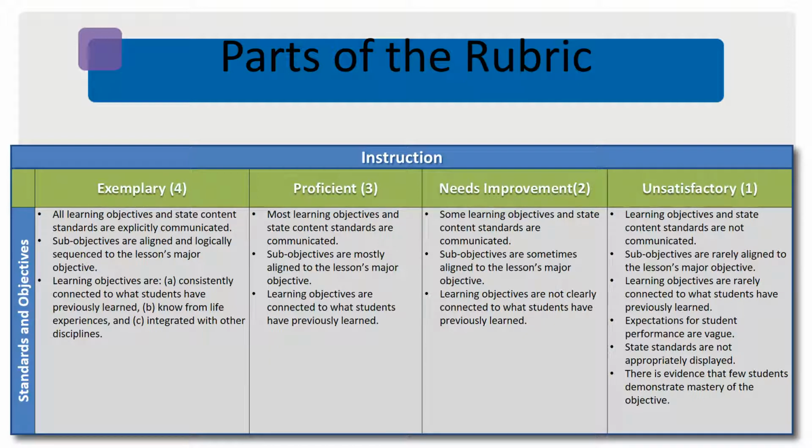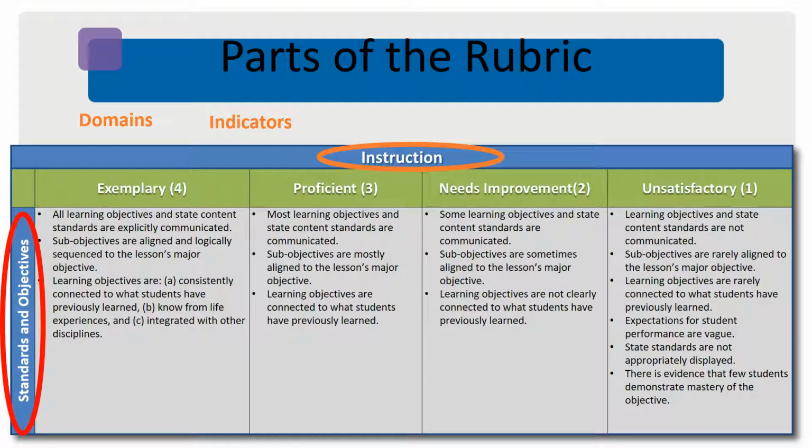The domains are the big buckets. Remember, there are 4 domains in the SCTS 4.0 rubric. We are currently looking at the instruction domain. On the left of the rubric are the indicators. Indicators are the specific elements of practice. As mentioned earlier, each domain has a set of indicators. The indicator highlighted on this slide is standards and objectives.